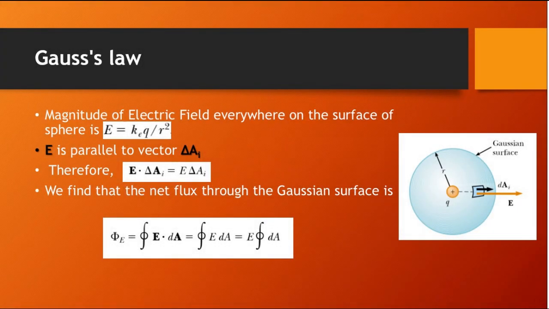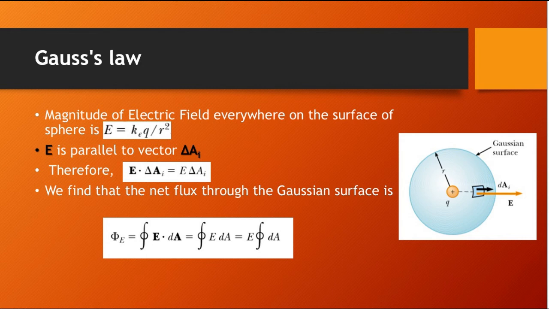Let us again consider a positive point charge q located at the center of a sphere of radius r. We know that the magnitude of the electric field everywhere on the surface of the sphere is E equal to Ke q divided by r squared. The field lines are directed radially outward and hence perpendicular to the surface at every point on the surface. That is, at each surface point, vector E is parallel to the vector delta Ai, representing a local element of area delta Ai surrounding the surface point.